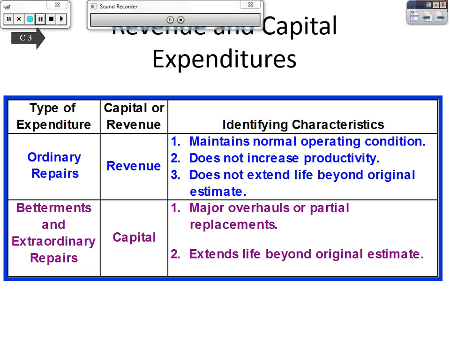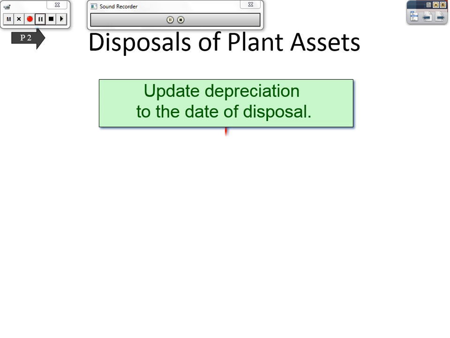Okay, what about a betterment or an extraordinary repair? Transmission, engine, gaskets, those types of things are extraordinary. Those are going to make the car run longer, right? It's going to extend its useful life. Now, the type of expenditure it is: revenue expenditure for ordinary repairs and capital expenditure for betterments or extraordinary repairs.